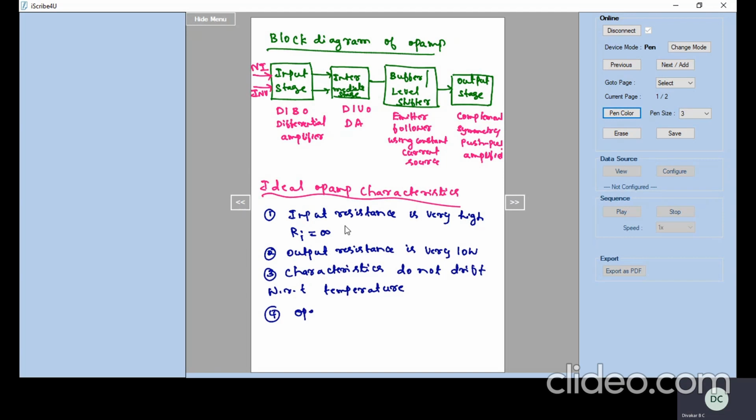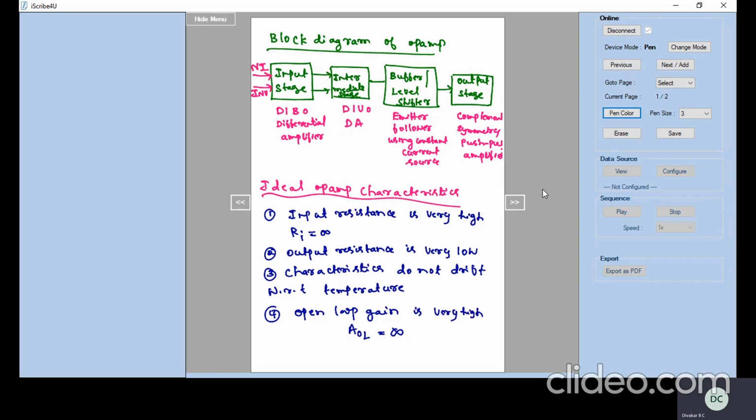Open loop gain is very high. What is open loop? If there is no feedback, it is called open loop. If there is feedback, then it is called a closed loop configuration. Open loop gain is very high, that is, AOL is infinity.